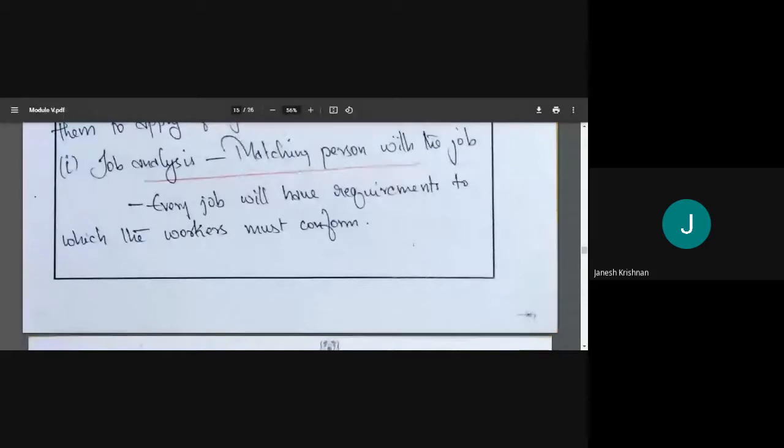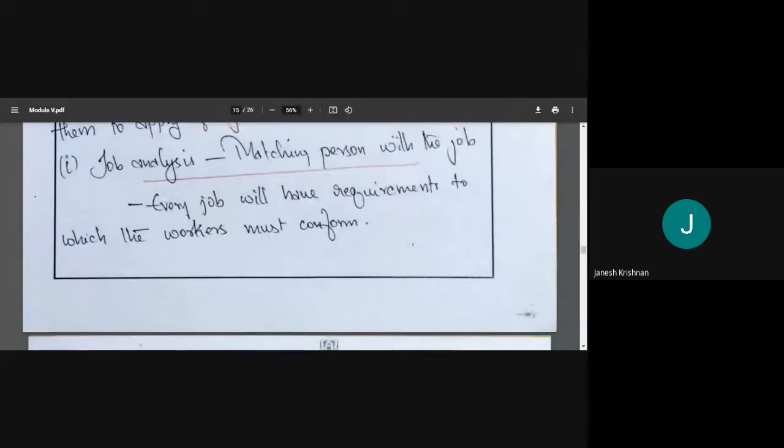Okay, so in the previous class, we were learning about how we match a job with a person, right? How can we find out the best person for the best job? Basically, we can say staffing is finding the right man for the right job. So, how do we do that? That is what we have seen in the previous class, right?